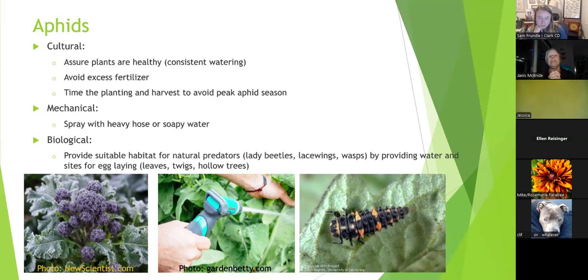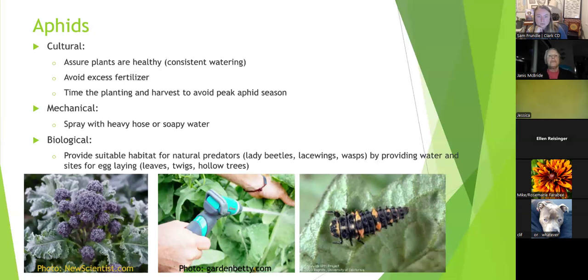We can also time the planting of our harvest, if we're talking about vegetables now, to avoid peak aphid season. For example, in this lower picture, there's some broccoli over on the left. That's the purple broccoli, and it still has frost on it. Broccoli is a plant that loves cold weather, so we can plant that during the winter so that there are no aphids. Remember that disease triangle: we're eliminating the pest by changing when we plant.